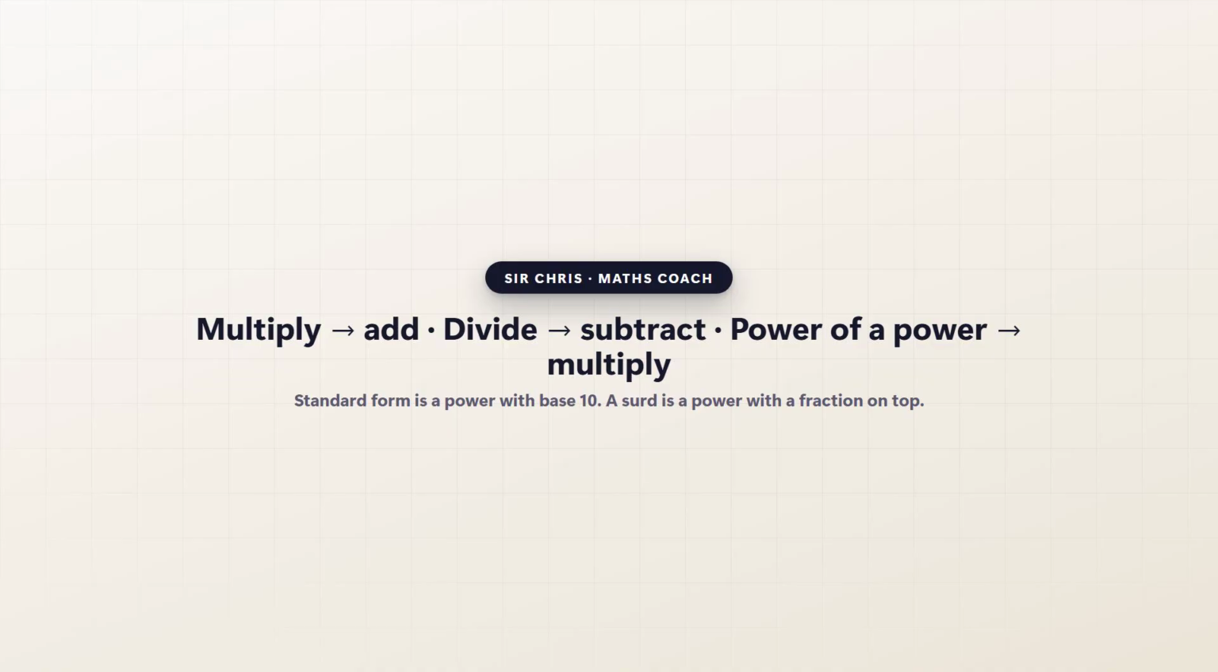Multiply and you add the powers. Divide and you subtract them. Raise a power to a power and you multiply them. Everything else in this video came out of those three lines. The zero power, the negative power, the square root, the rationalizing. None of it was a new rule. All of it was those three wearing a costume.